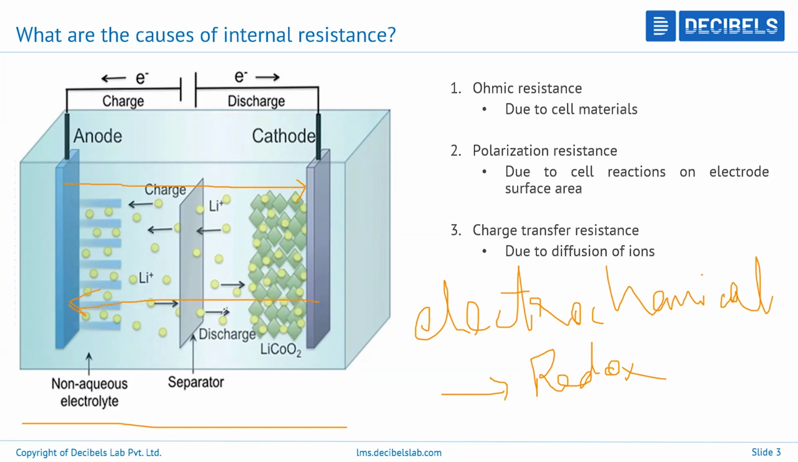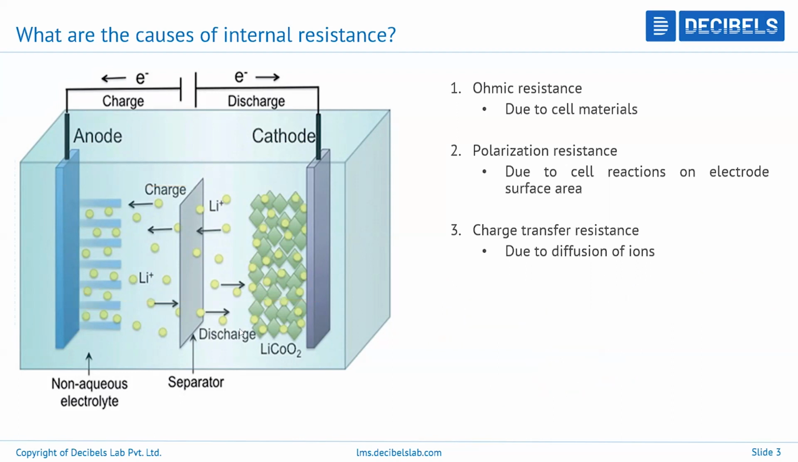This entire phenomenon of transferring ions, of generation of ions and electrons, will result in internal resistance. They are classified into the following categories. We have three types. One is called the ohmic resistance. This is the resistance that is caused due to cell materials. There are many cell materials you can find inside. Most importantly, this is because of the electrode material.